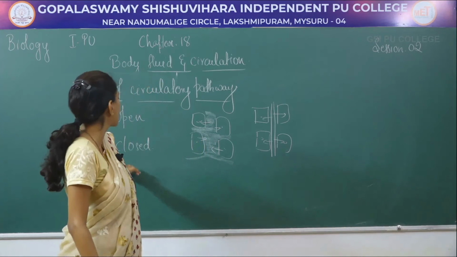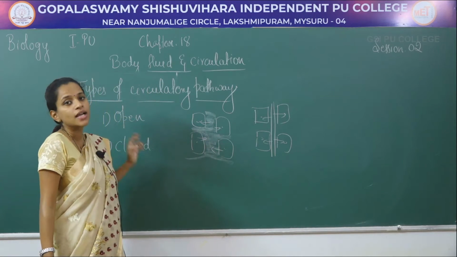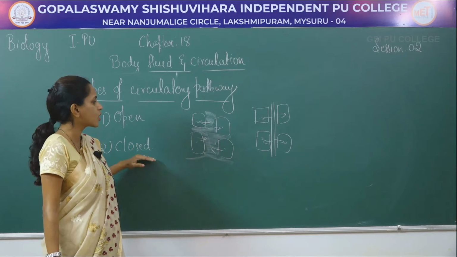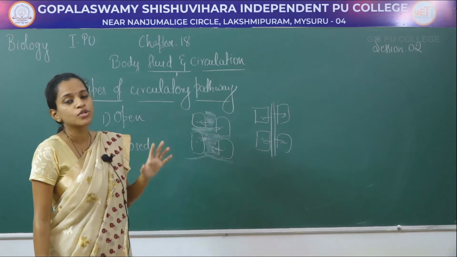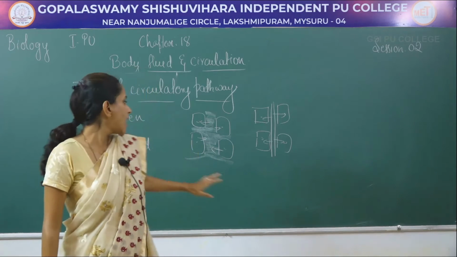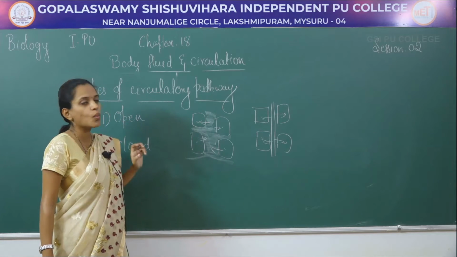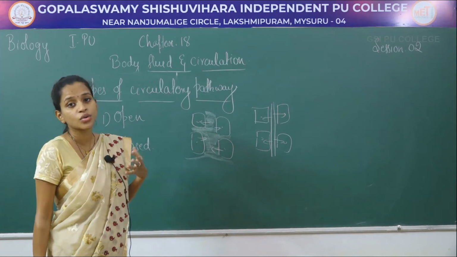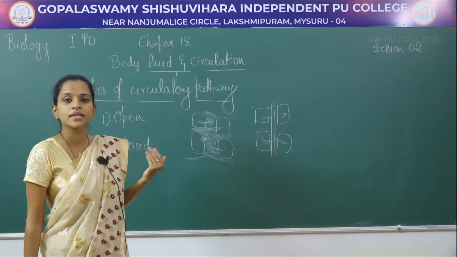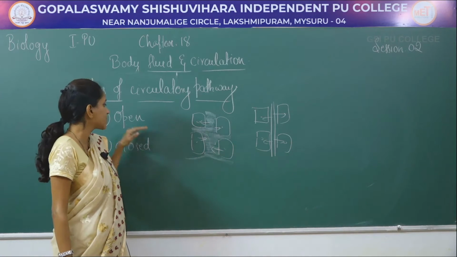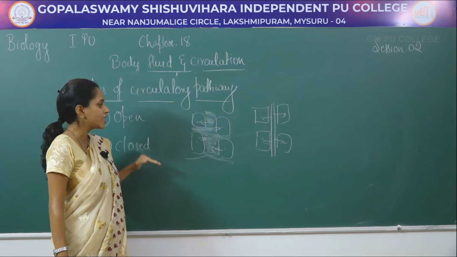So that is about the difference between open and closed circulatory system, where closed you can find in almost all the vertebrates and even in annelids, whereas open is found in arthropods, Aschelminthes and a few of the Platyhelminthes. That is about two different types.